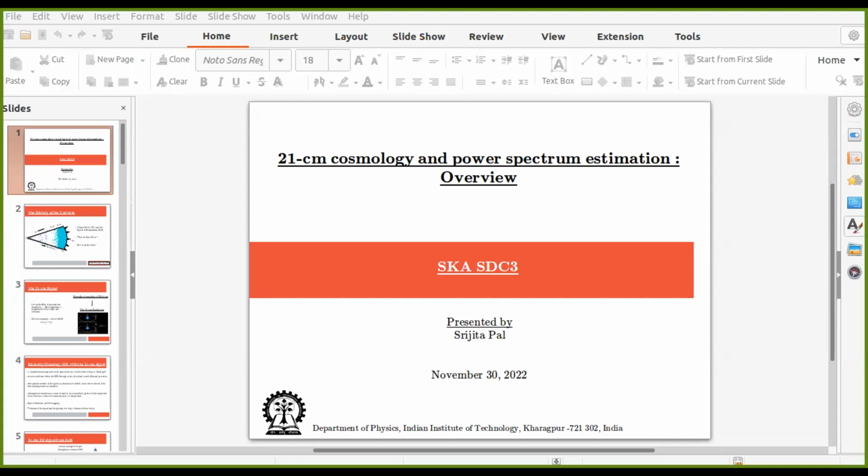It is the 21 centimeter signal, which is a line that is emitted due to the hyperfine transition of the HI atom. The spin parallel state is known as the triplet state, and when the spin becomes anti-parallel, it goes to the singlet state, and this transition emits a photon.